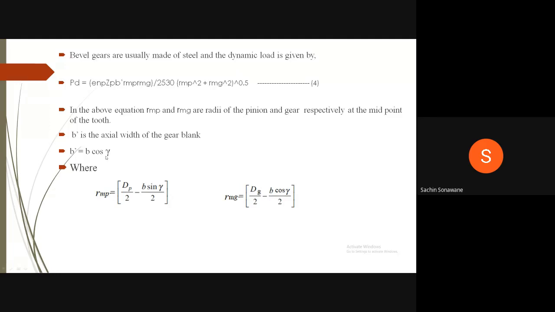Therefore, B dash is equal to B cos gamma, where RMP is equal to dP divided by 2 minus B sin gamma divided by 2, and RMG is equal to dG divided by 2 minus B cos gamma divided by 2. Therefore, these are the equations. Now, based on these equations, we will solve the problem.